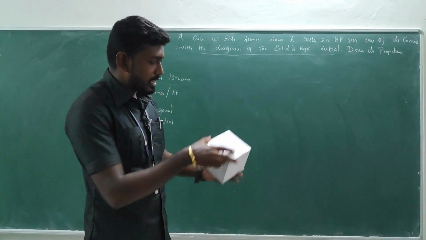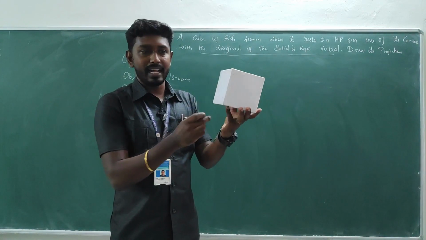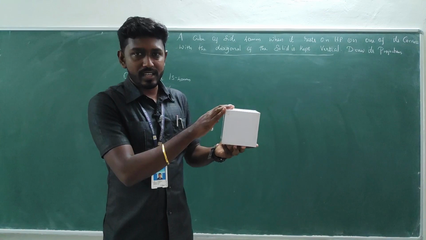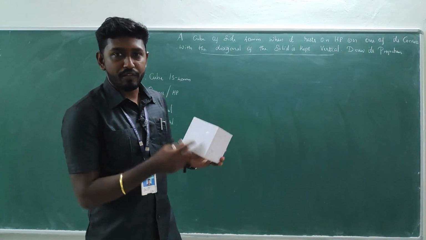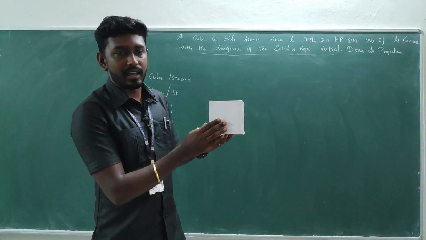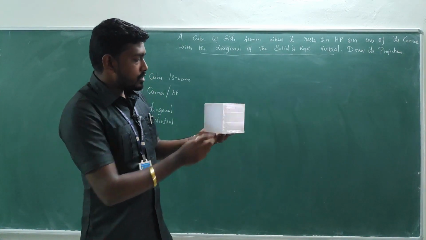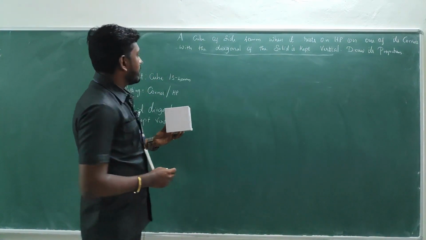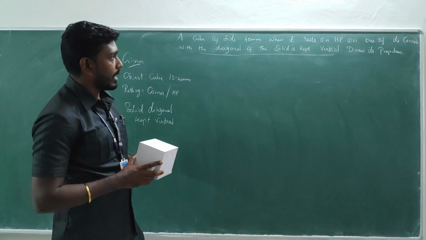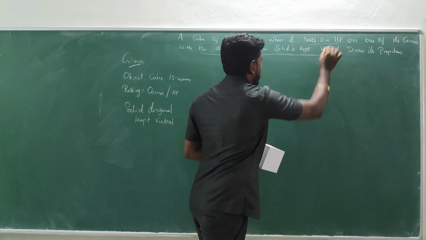Okay, so the given object is a cube, and we know the shape of the object and the terms involved in the cube. As far as this cube is concerned, how many faces are there? Six faces, right? A cube has six faces, each a perfect square. So in this it is given that the diagonal of the solid is kept vertical. Here it is given that it is resting on HP.